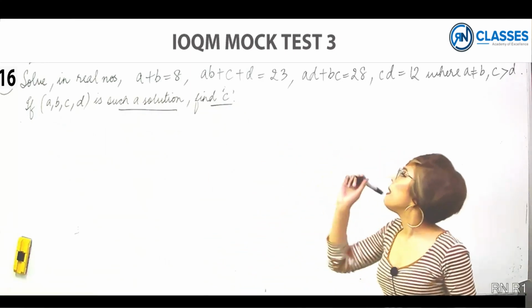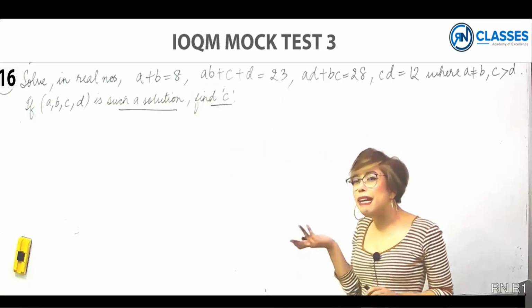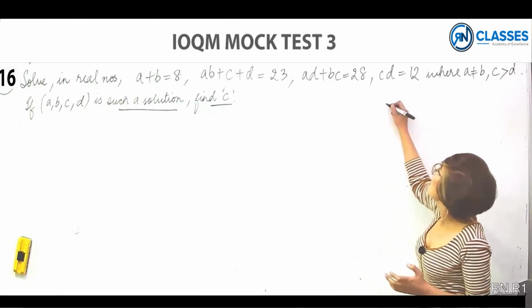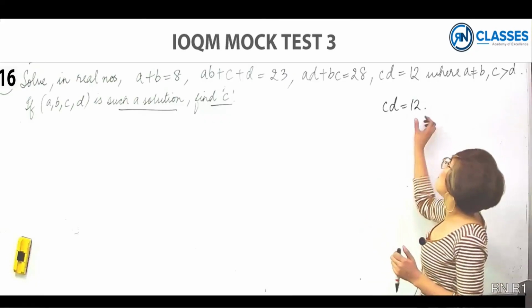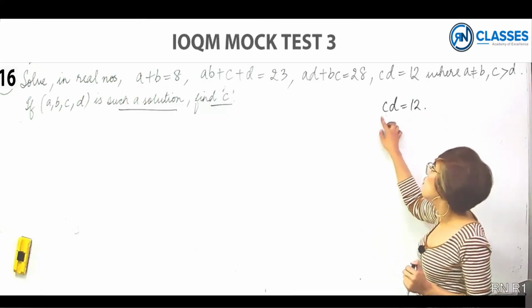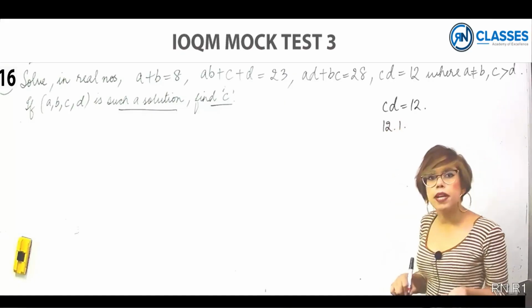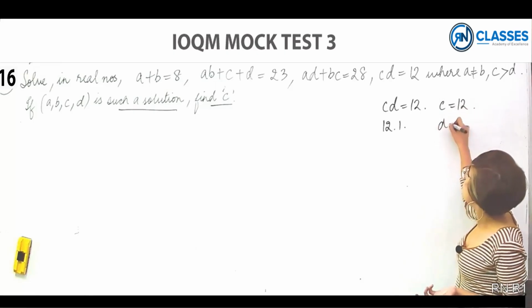Now the easiest method is, as you can see, all of these are integers. So let me look for the integral solutions first. Makes sense? Now here it is given that CD is equal to 12. So that means I need to write 12 as a product of two integers. I can write that as 12 into 1. One such case. That means you will take C to be 12 and D is equal to 1.